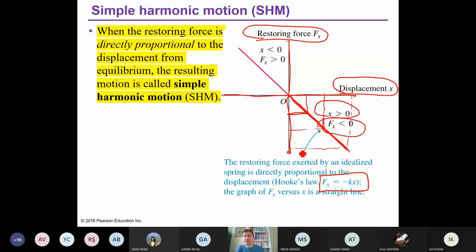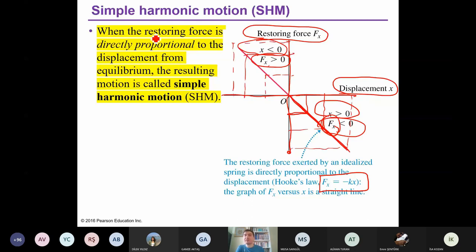So the restoring force applied by the spring on the glider is directly proportional to the displacement from equilibrium if we have an ideal spring. If you compress the spring, if the x displacement is negative, then we have a positive force. What is the meaning of that? The spring pushes the glider toward the equilibrium condition. It applies a force along the positive x direction. So we have this displacement and this force, and this displacement and this force. If you increase the displacement, then the force is increased. So the restoring force is directly proportional to the displacement from equilibrium.